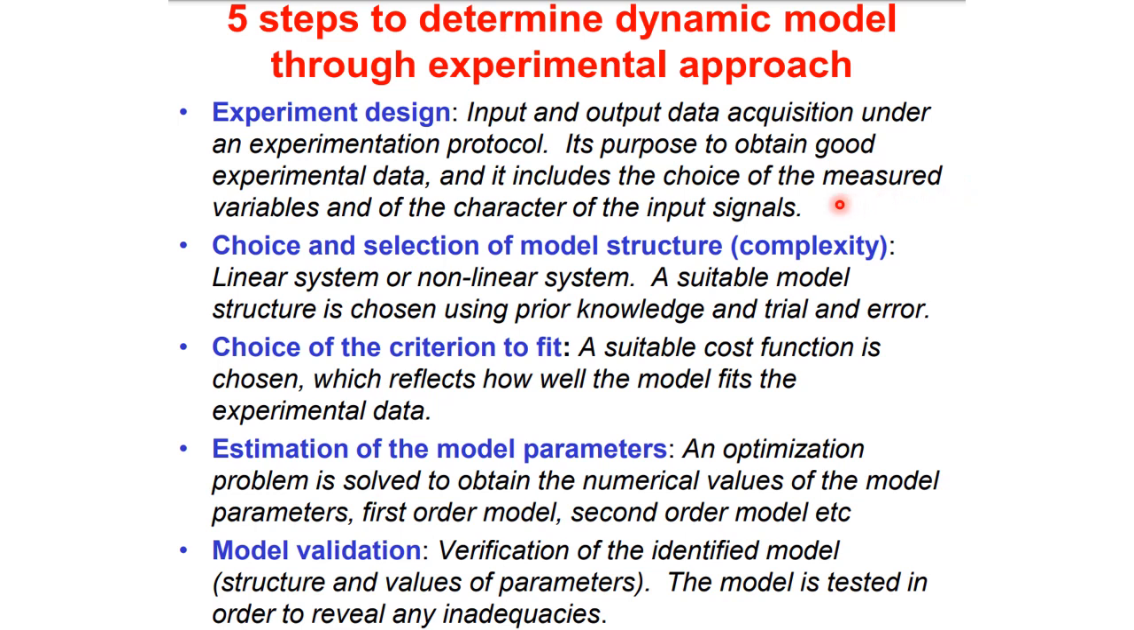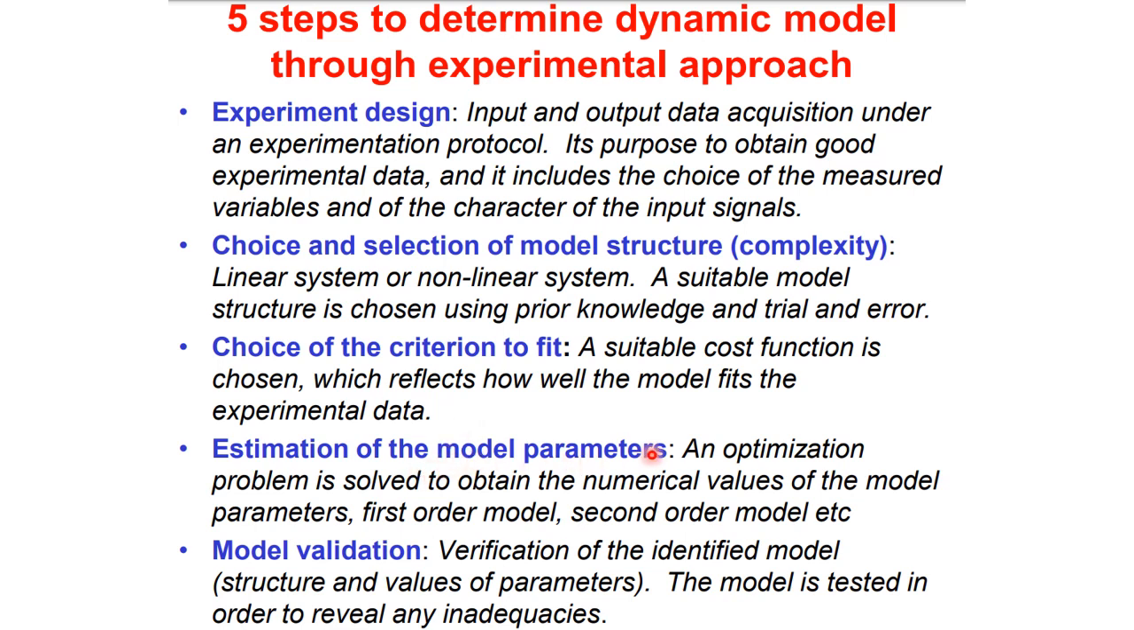and of the characteristic of the input signals, and then the choice of the selection of a model structure or the complexity. Either the system is linear or non-linear system, so a suitable model structure can be chosen using the prior knowledge, or we can use a trial and error methods. And then choice of the criterions to fit a suitable cost functions is chosen, which reflect how well the model fit the experimental data. We will go through this one by one in the next chapter.